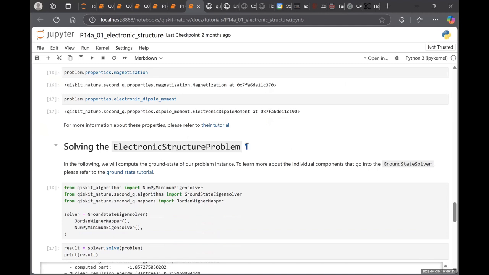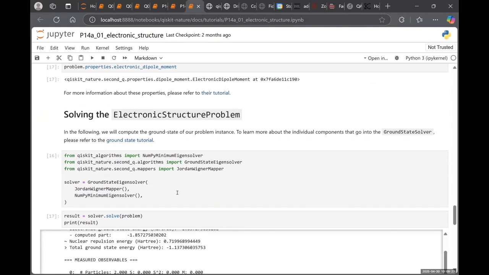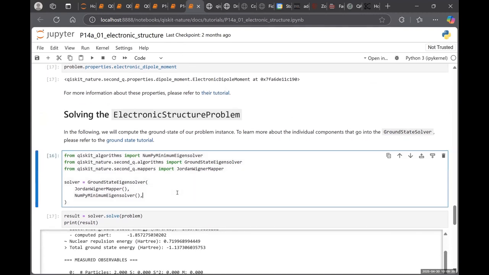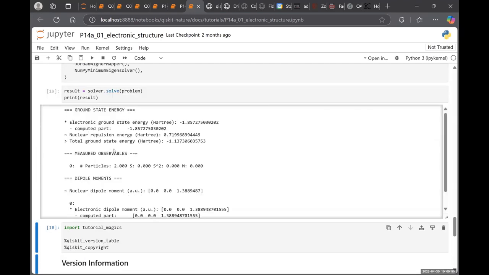So solving this electronic structure problem, we can use a classical method. For example, I think that's what they are doing here. Import NumPy minimum eigensolver. Okay, here also the second quantized algorithm, ground state eigensolver. Mapping uses Jordan-Wigner. So just define the solver and you solve it, and you print out the results. It tells you the electronic ground state energy.